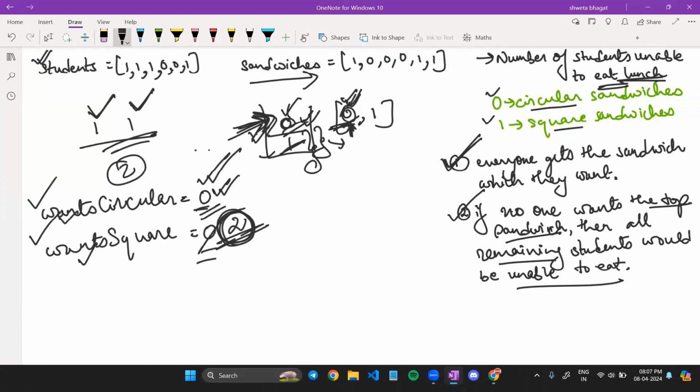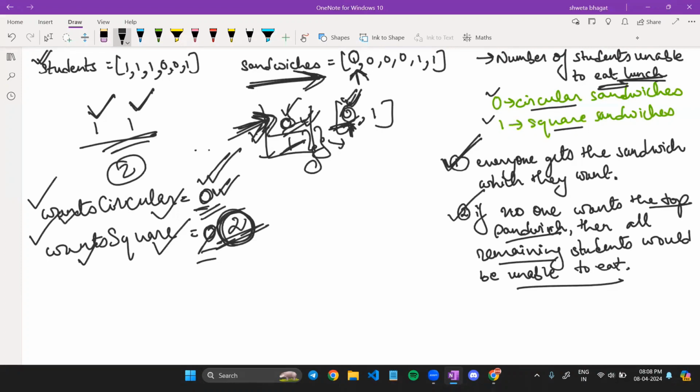and one square. Initially both would be 0, and we will use this one, circular, to calculate how many students want a circular sandwich. And we will use this one, square, to count how many students want a square sandwich. And we will iterate over this sandwiches array. And if we see that this is the top element and no one wants the top element, then it means that we won't be able to remove this top element.